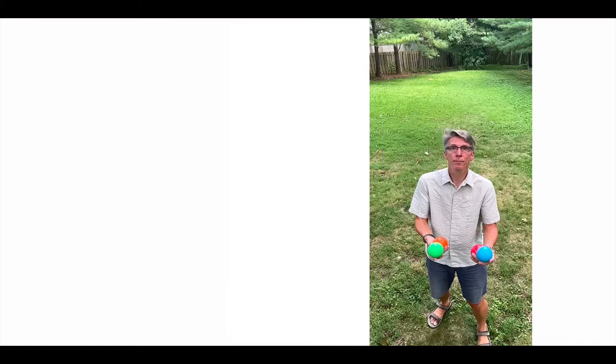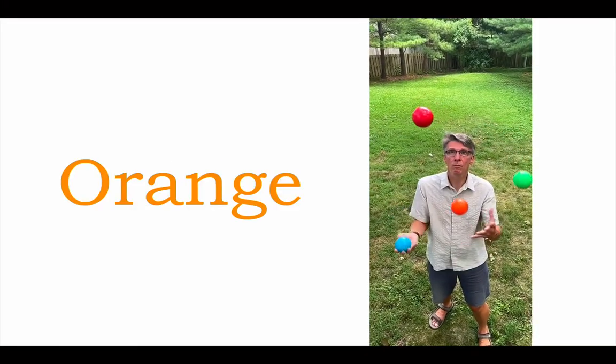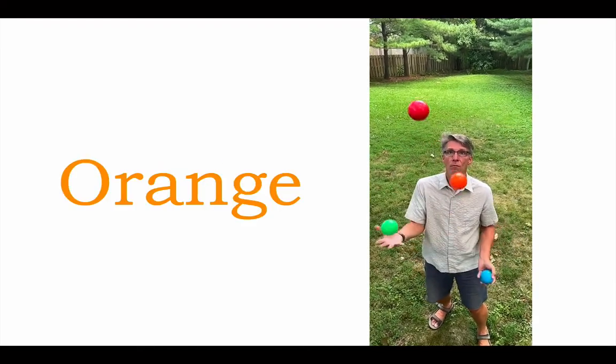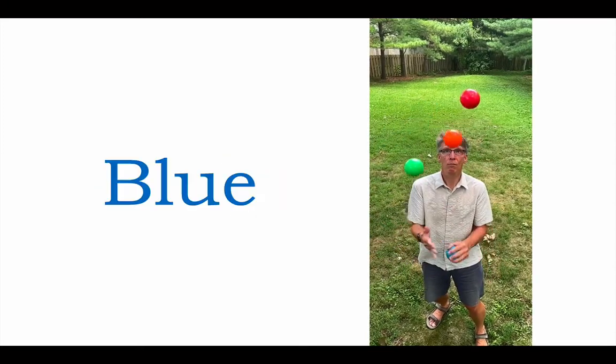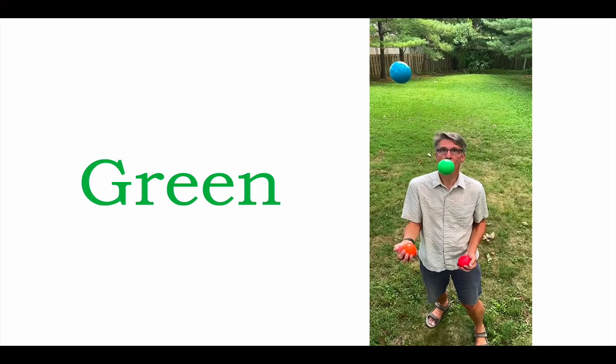So what I'm going to do is show the same clip in slow motion. I will call out the colors of the balls as they are thrown, and I'll also flash the colors on the screen. Pay attention to the hands to keep me honest. Here we go. Blue, green, red, orange, orange, blue, green, red, red, orange, blue, green, green, red, orange, blue, blue, green.